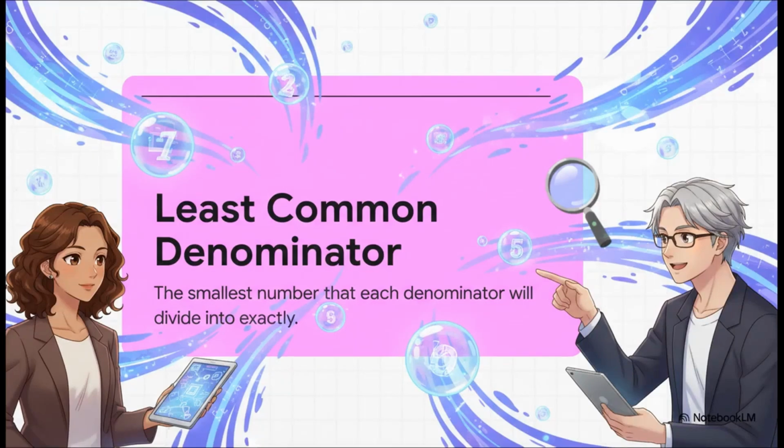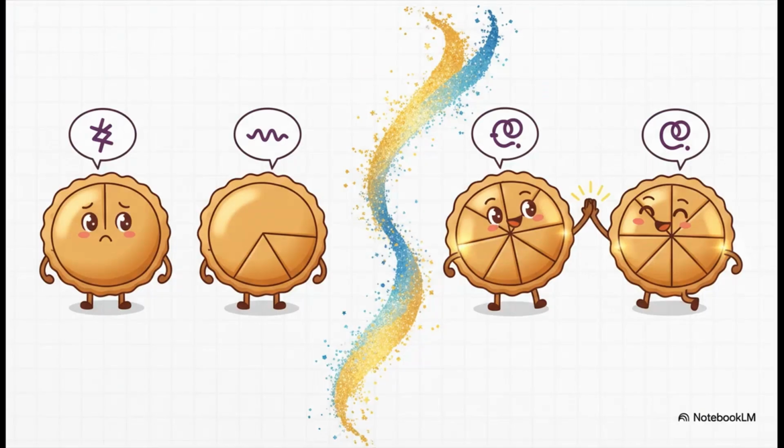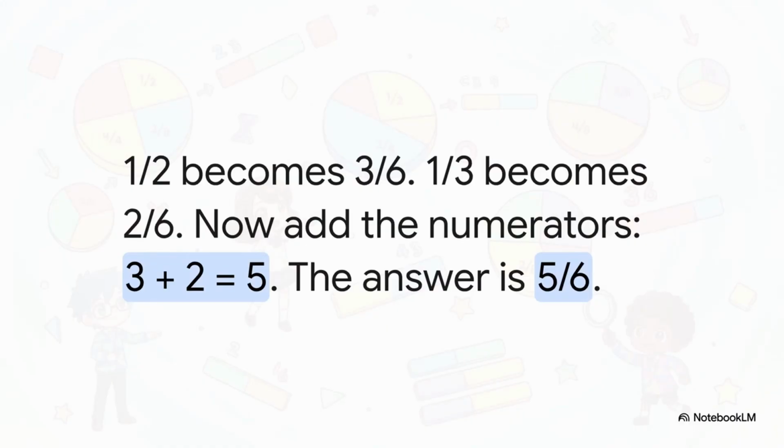Now, we could use any old common denominator, but to be efficient, to keep our numbers small and easy to manage, we want to use the least common denominator, or LCD. It's just the smallest possible number that both of our original denominators can divide into perfectly. It's our best, most efficient common language. Okay, let's bring this all back to our original problem. For 1/2 and 1/3, the smallest number that both 2 and 3 can divide into is 6. So we're going to convert both of our fractions into sixths. 1/2 becomes 3/6, and 1/3 becomes 2/6. And just like that, they're speaking the same language. And now that the pieces are the same size, we can finally add them. 3/6 plus 2/6 gives us 5/6.